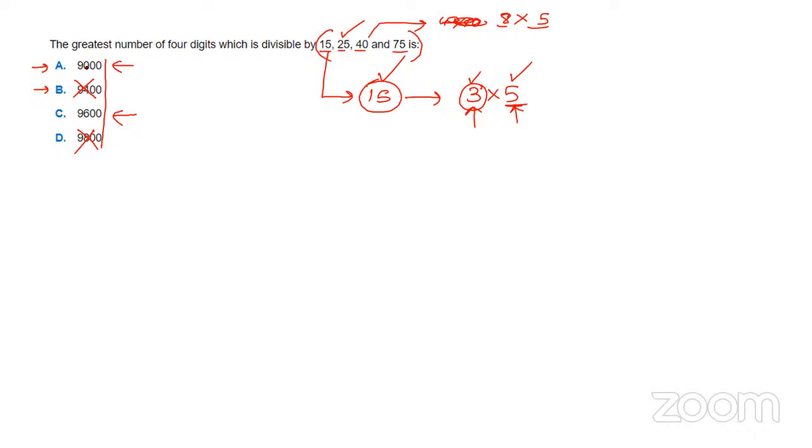For 8, I can check the last 3 digits. Here the last three digits are 000. That means it is divisible. Or if I check the other option, the last 3 digits are 600. When you divide it, yes, 600 is divisible by 8.